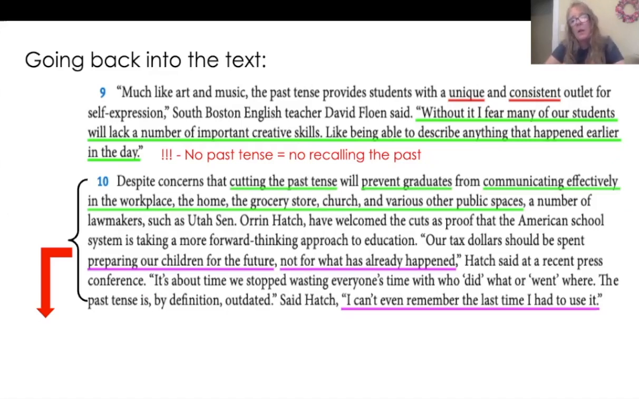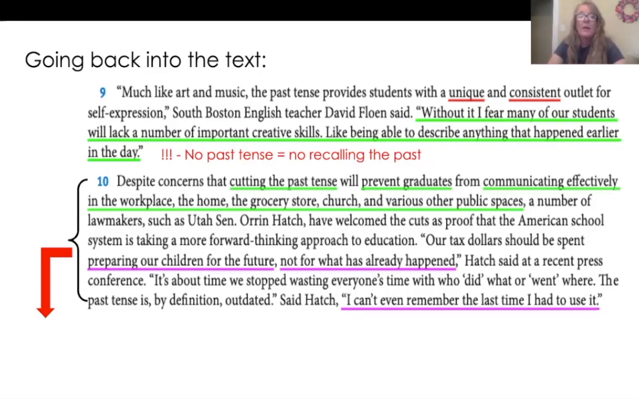Paragraph 10 here has got quite a bit in it. So it says, despite concerns that the cutting of the past tense will prevent graduates from communicating effectively in these different places, which is what we send you to school for, right? To be able to work in the future. I've underlined in purple there, preparing our children for the future, not for what has already happened. So then we've got, again, there are play on words. Future, right, in the beginning, and then the past, what's already happened. So you've got that passing there.